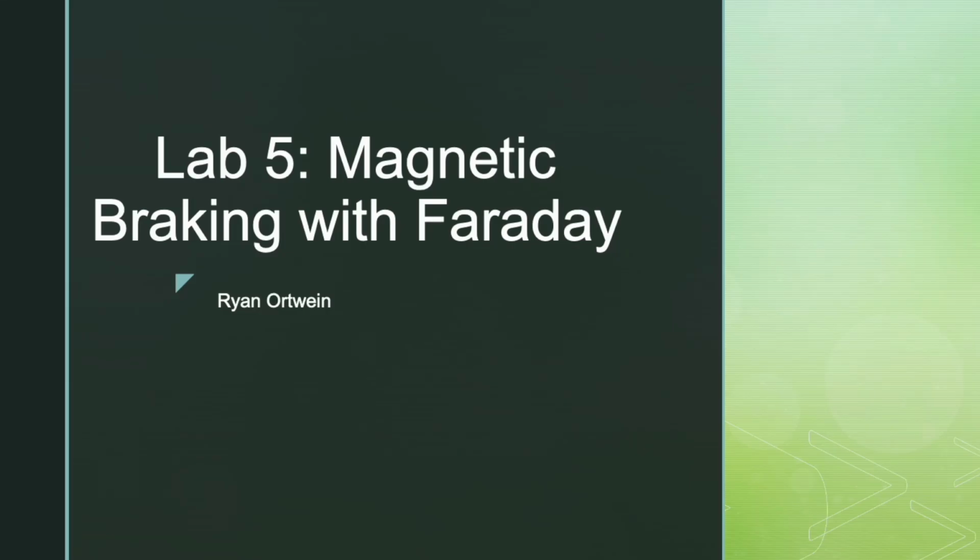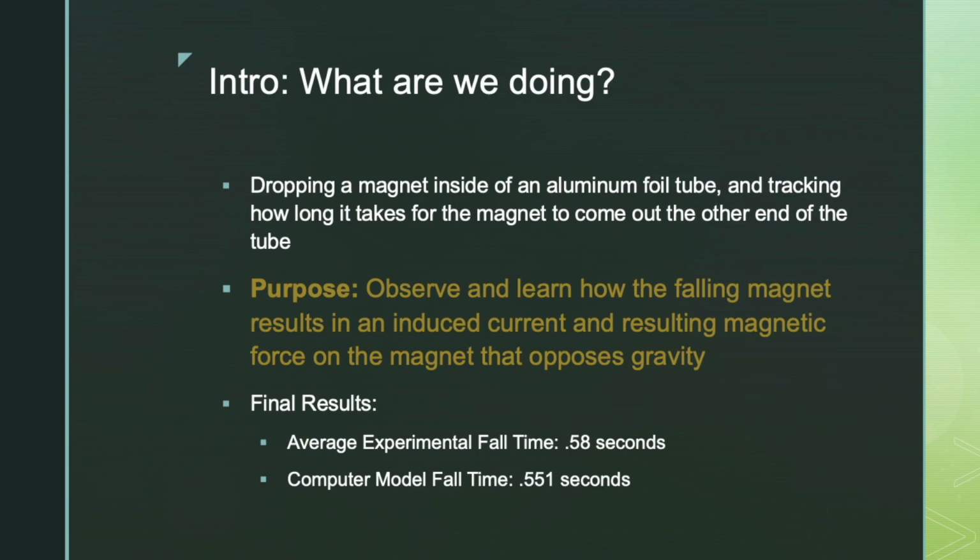Hello and welcome to Lab 5, Magnetic Braking with Faraday. In this lab we're going to be dropping a magnet inside of an aluminum foil tube and tracking how long it takes for that magnet to fall and come out the other end of the tube.